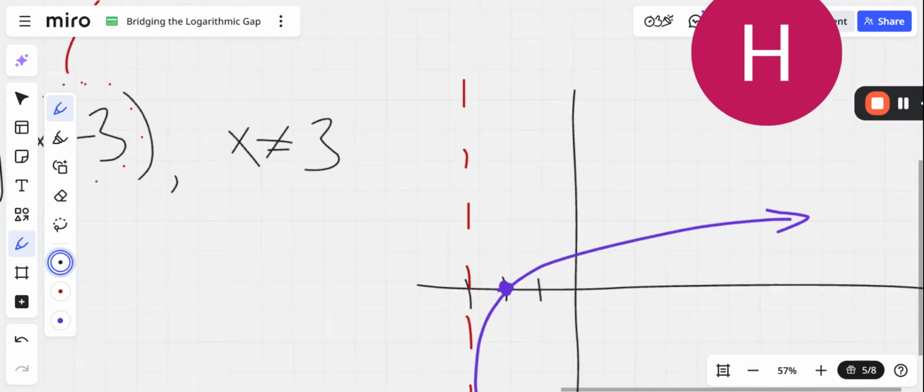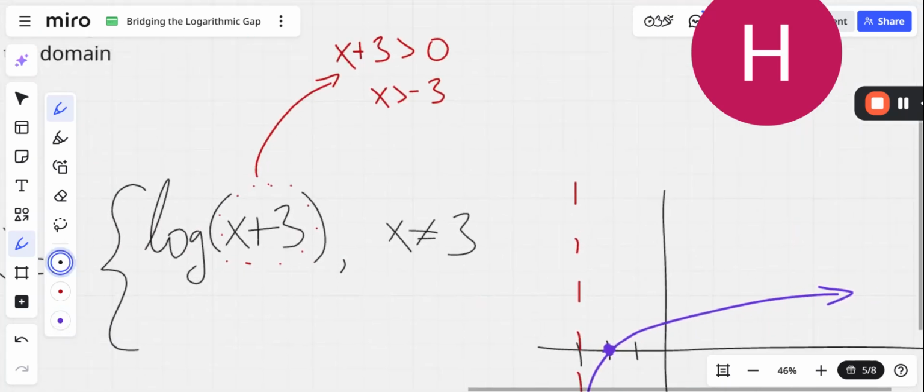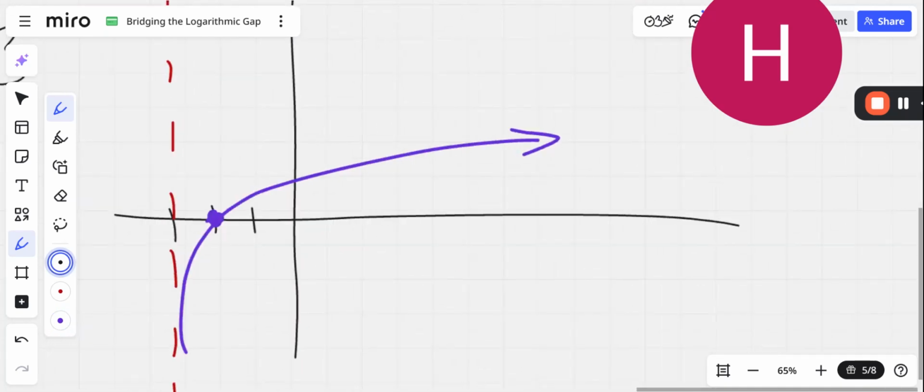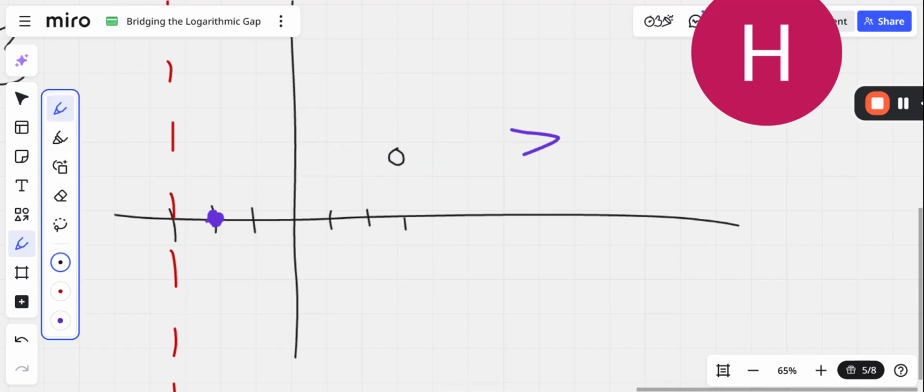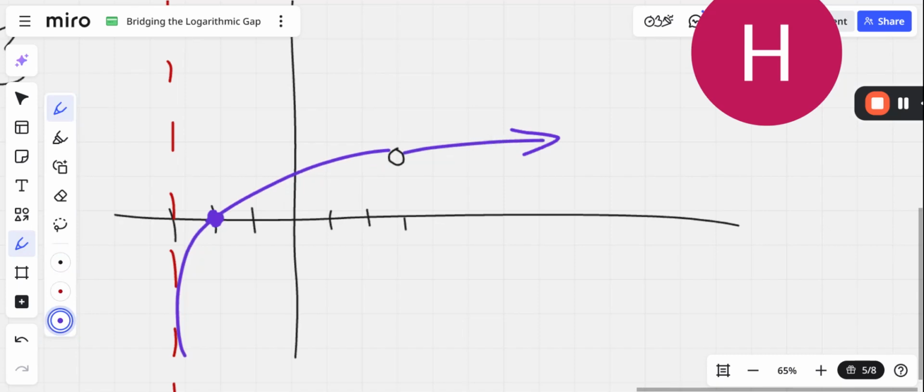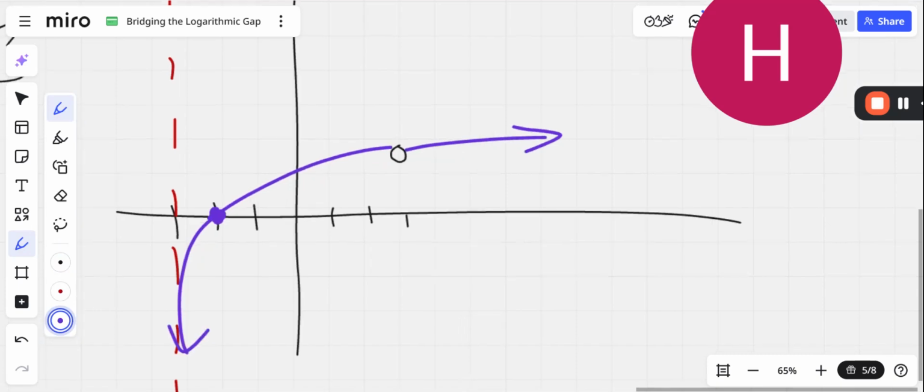All right, but we know that x is not allowed to equal 3 here either. So once we get to x equals 3, which would be right here, there's going to be a hole. In fact, I'll redraw this. Goes to there, goes to there.